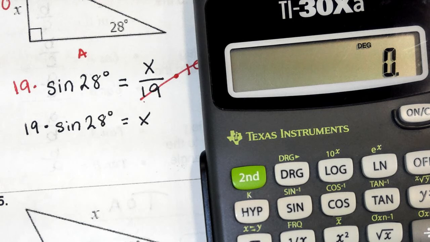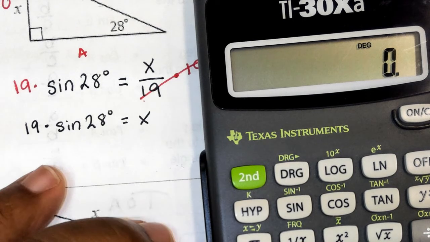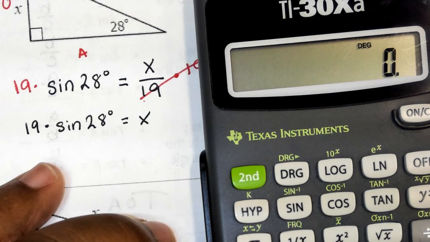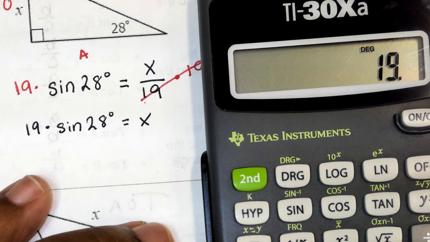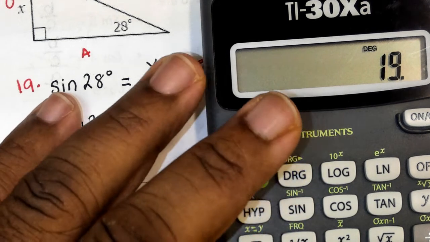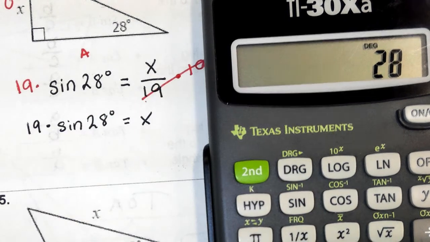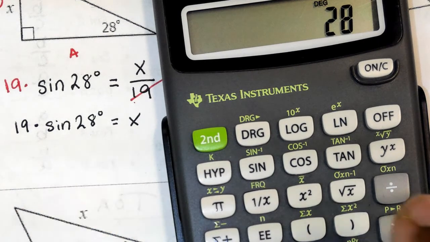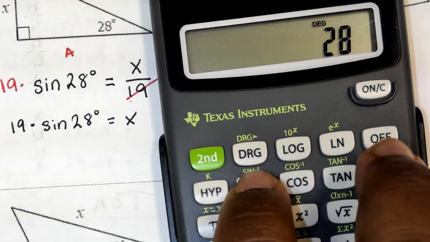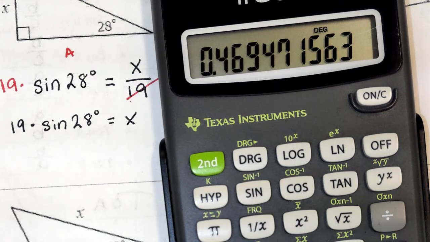Alright, from there, if y'all are using phones or my calculator, it's 19 times, but then we don't hit the sine button next. Then we enter our degrees, 28, and then we do the function on that. The function was sine, so I'm going to hit the sine button on my calculator. It's going to do sine of 28 degrees.